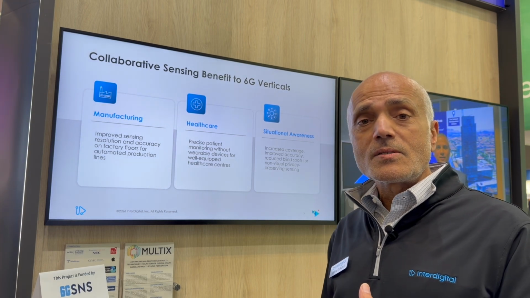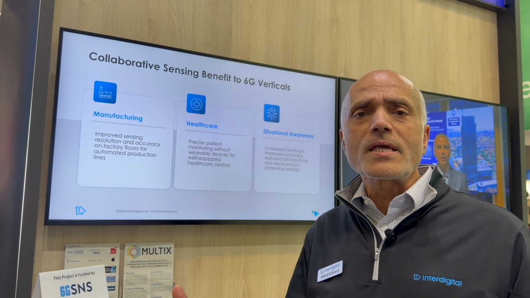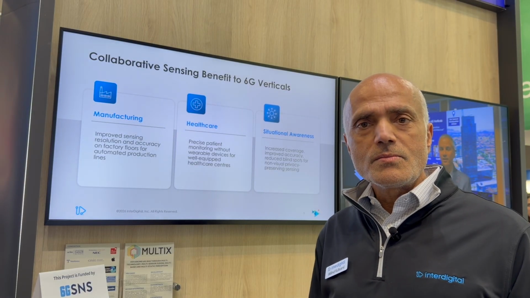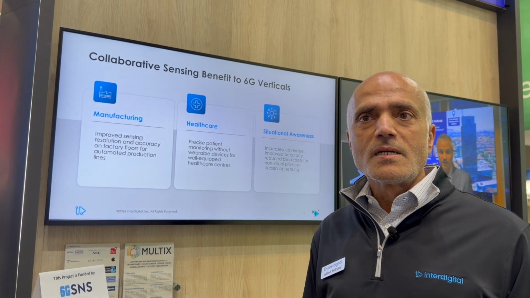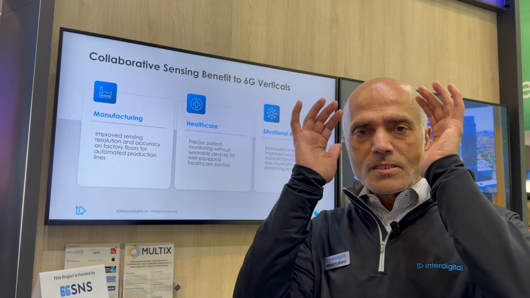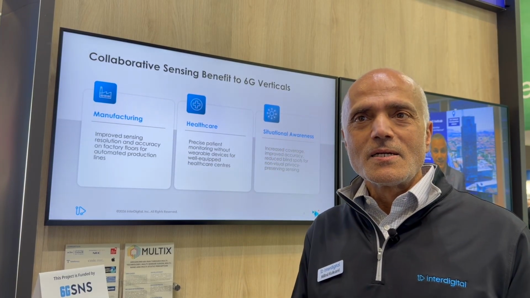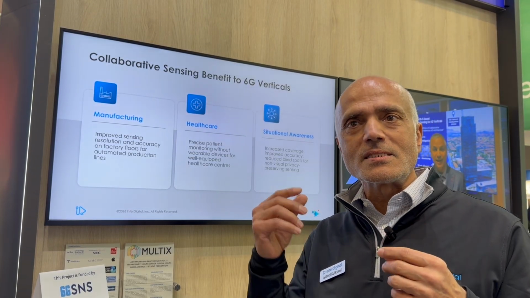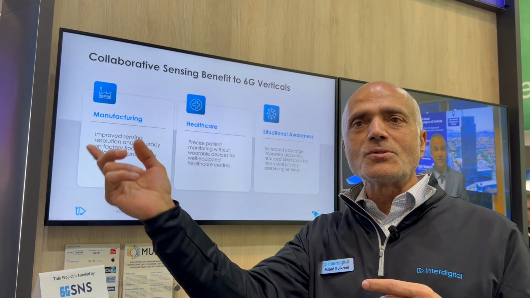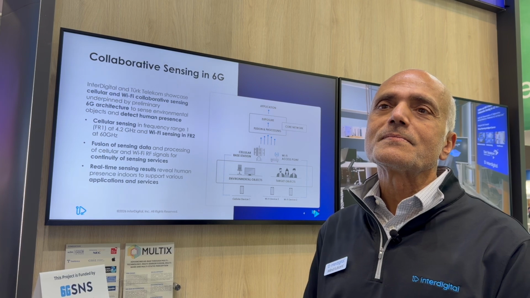And the third one we talk about is situational awareness. Think about a camera in your home that's trying to do the security monitoring. The cameras have a definite field of view that they can see things in. Unlike sensing, once you have the antennas and the RF signals that can scan the environment around you, you don't have any blind spots.